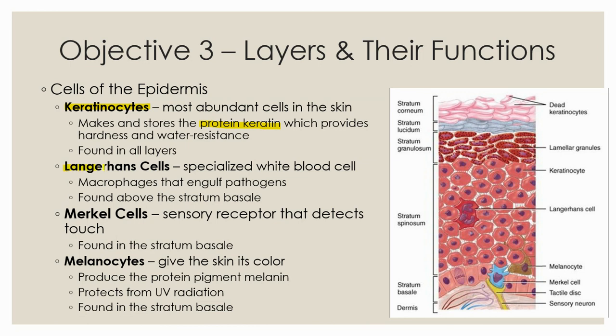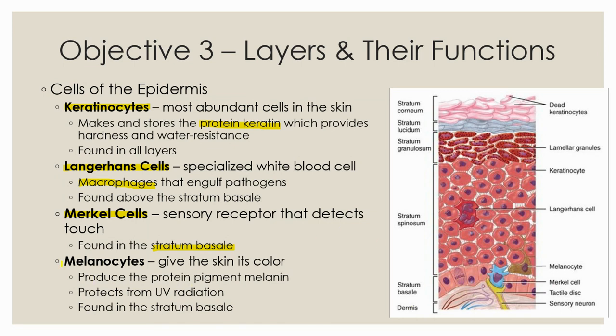We have some Langerhans cells. They can be found in all layers, but typically they're found above the stratum basale, starting in the stratum spinosum. These are actually an immune cell. They're a macrophage, and what they do is go around and engulf pathogens that are trying to invade, and so they help protect us. You've got Merkel cells, which are in the stratum basale, and these are one of those touch receptors that we mentioned in video 1. They're right here in that bottom layer.